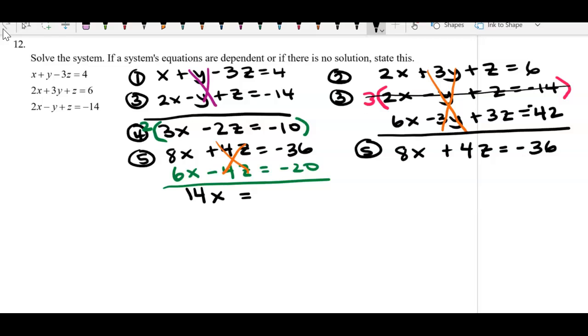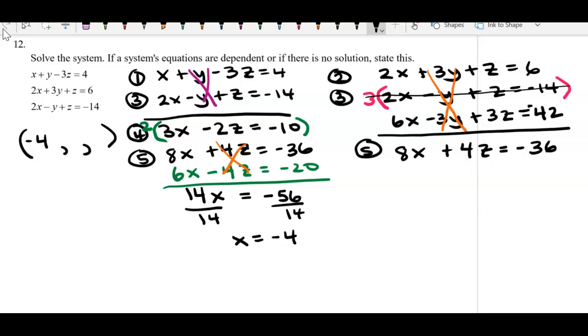14x equals negative 56. Okay, and then we divide by 14. x equals -4. And are we done? If only, right? Okay, so we got that there.